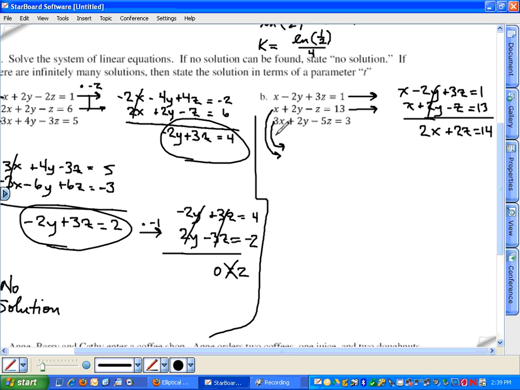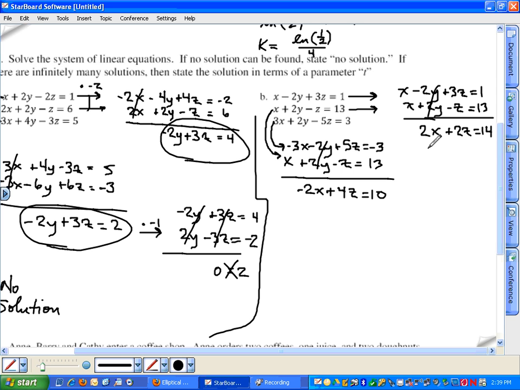Now if I take the bottom two equations here and multiply the bottom one by negative 1, that becomes negative 3x minus 2y plus 5z equal to negative 3. The middle equation is going to stay the same: x plus 2y minus z equal to 13. Eliminate y, that leaves negative 2x plus 4z is equal to 10. Now take the two equations that result and perform elimination again.